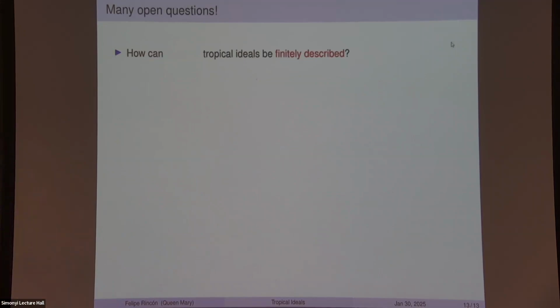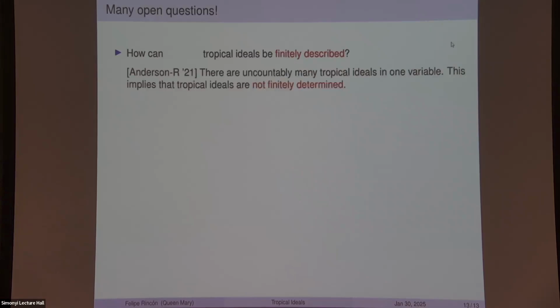I chose two things that I'm particularly curious about. And one of them is, how can these tropical ideals be finitely described? The way we define them, there is an infinite sequence of matrices. How can we finitely describe this infinite sequence of matrices? How do I email you a tropical ideal? It turns out it might not be possible.